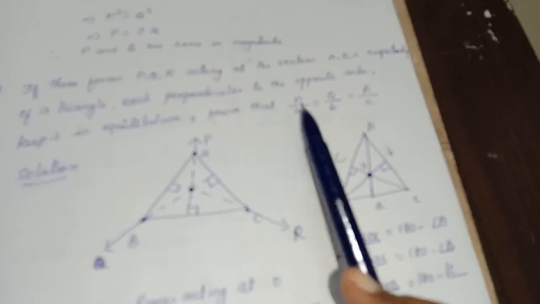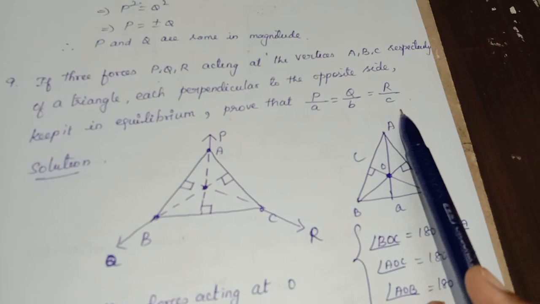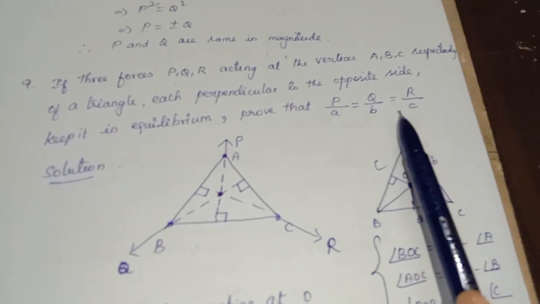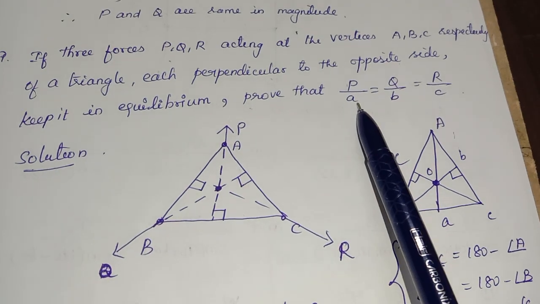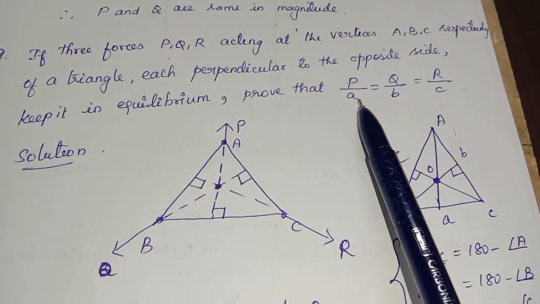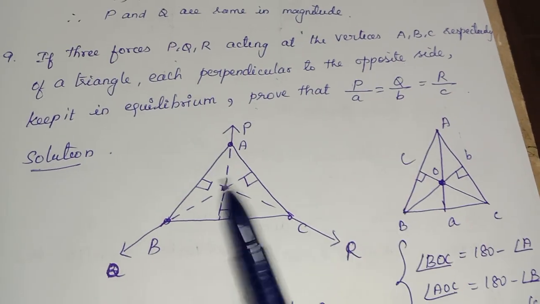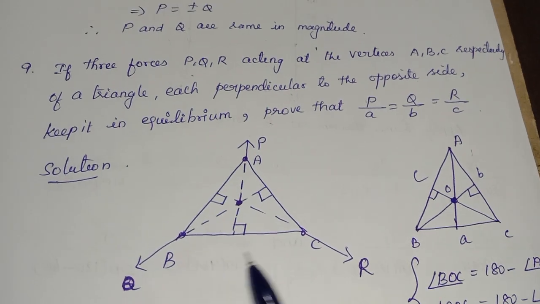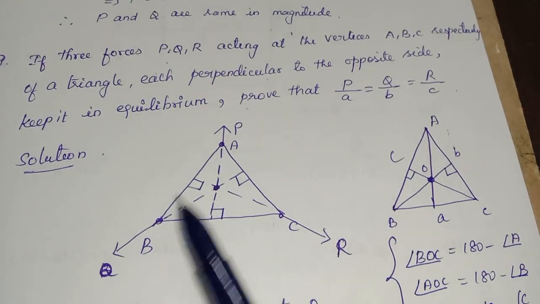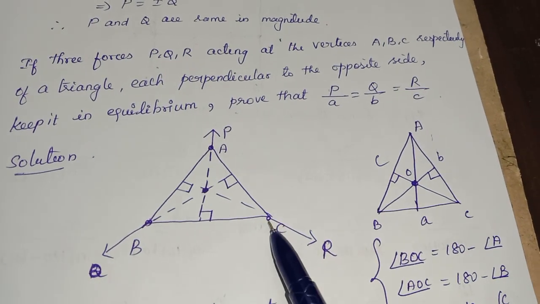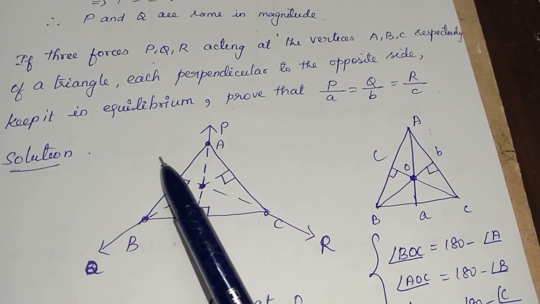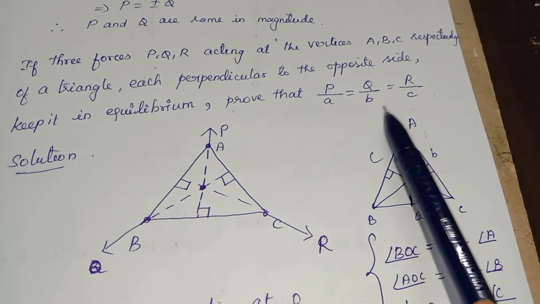What we have to prove? P by a equal to Q by b equal to R by c. This small a, b, c, see in mechanics, whenever you have this small a, b, c in any triangle, they represent the length of the sides. That is small a means this is vertex A, no? This opposite side is of length small a. This is B, no? This opposite side is of length small b. If this is vertex C, the opposite side is of length c. So this is what we have to prove.